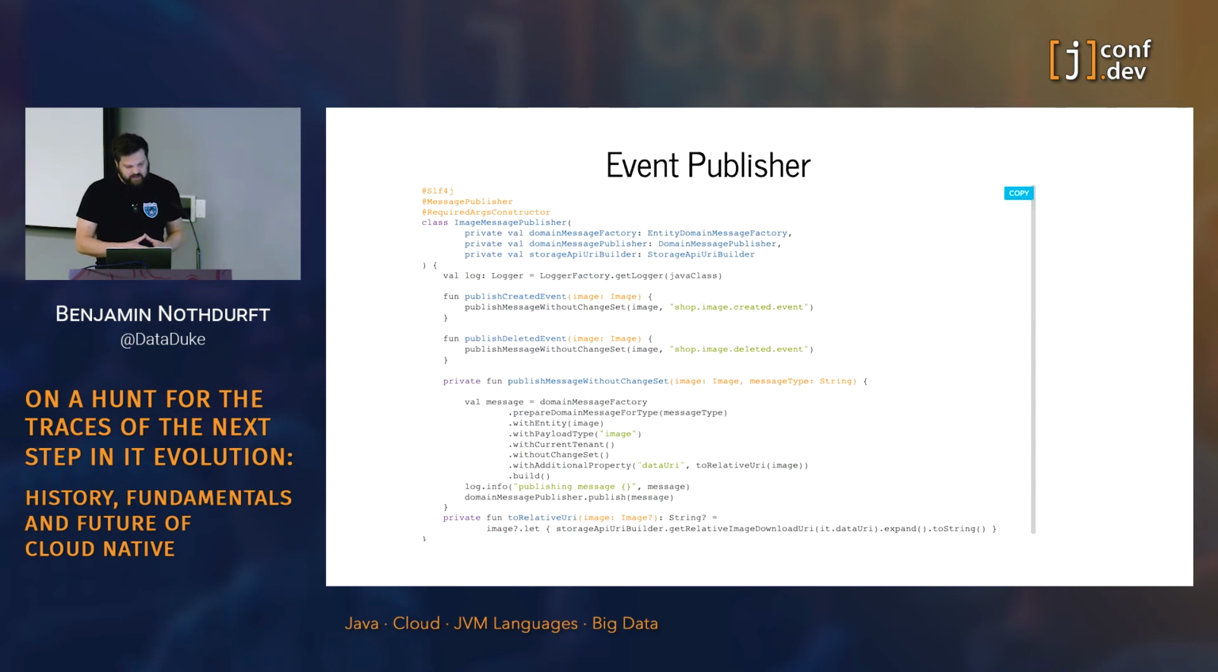Here is another example where we see that it's often going in the CRUD world. So you have a created event and a deleted event, and you were sending out images.